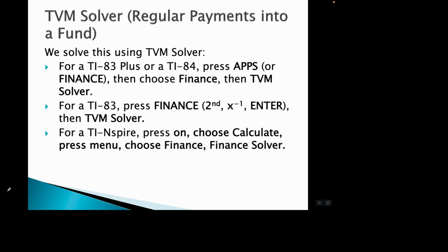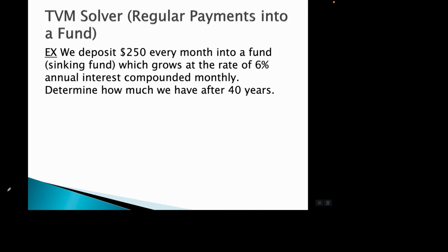For a TI-83 Plus or a TI-84, press Apps or Finance, then choose Finance, then TVM solver. For a TI-83, press Finance, that's second, X inverse, Enter, then TVM solver. For a TI Inspire, press On, choose Calculate, press Menu, then choose Finance, and then Finance solver. Again, here's our problem. $250 every month, 6% annual interest compounded monthly. How much after 40 years?